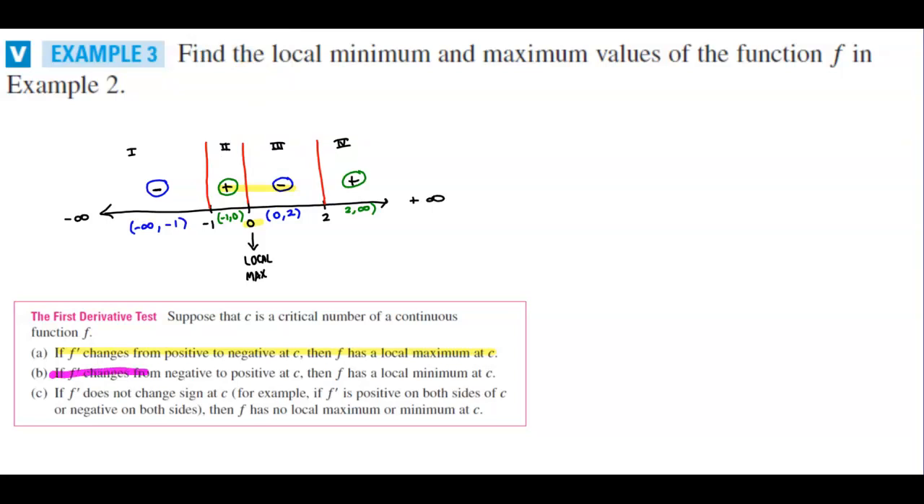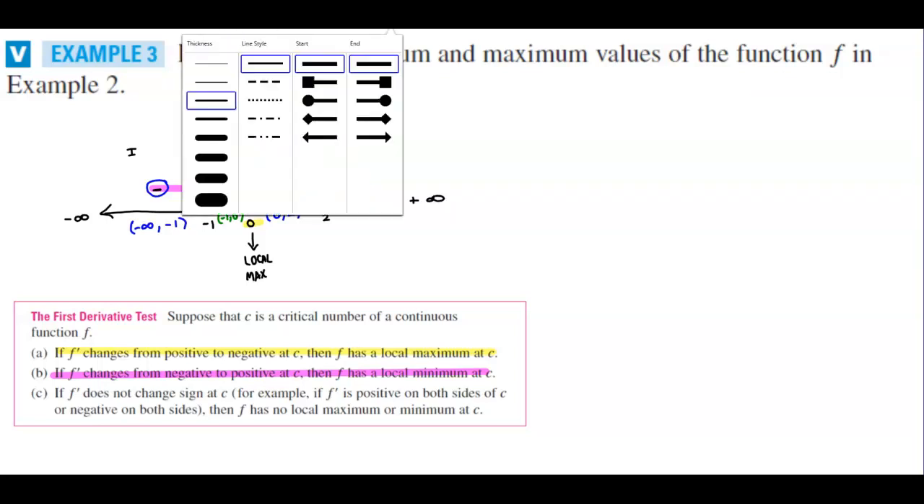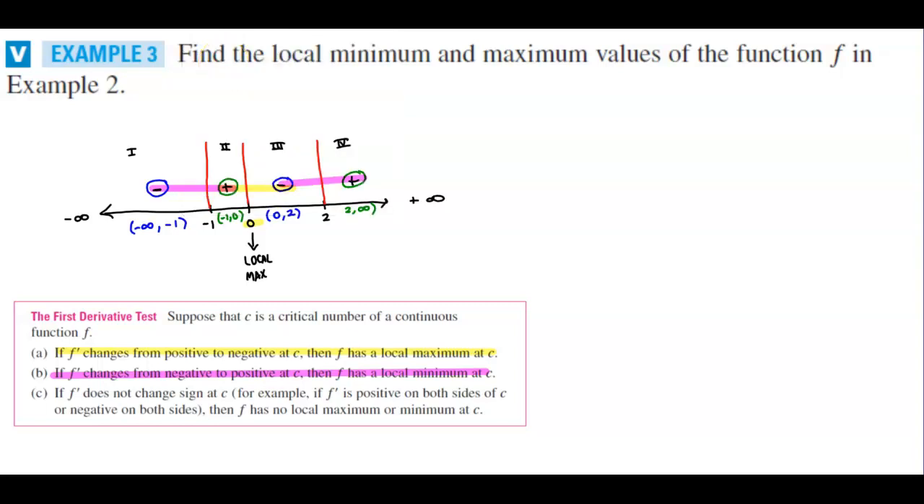Okay, and then we can also look at the next part. That tells us that if the derivative changes from negative to positive at c, then f has a local minimum at c. So here we're going from negative to positive, and we're also going from negative to positive here. So what does that tell us? Well, that tells us that this critical number represents a local minimum, and that this number also represents a local minimum.